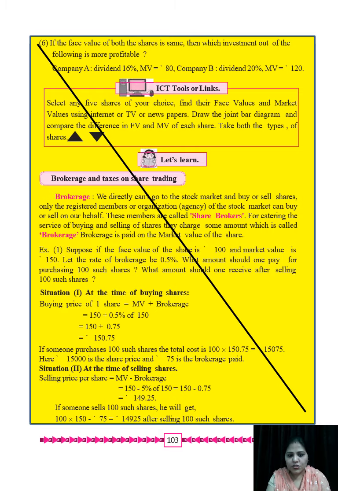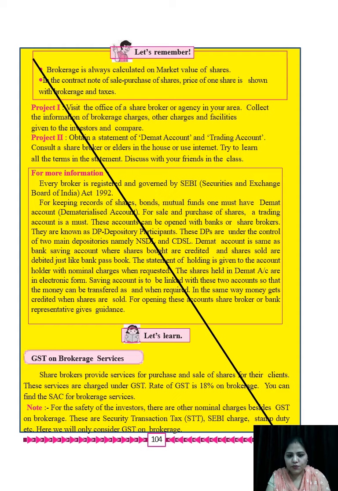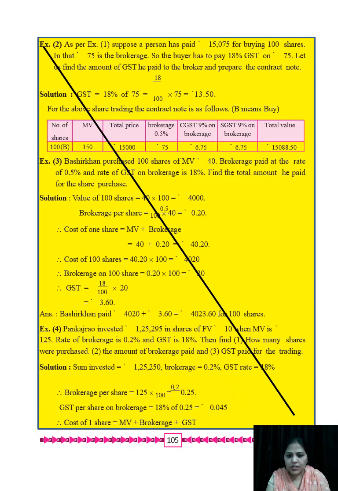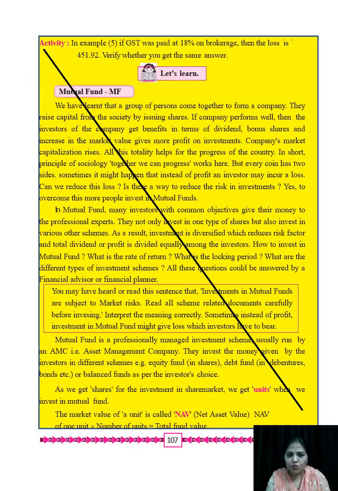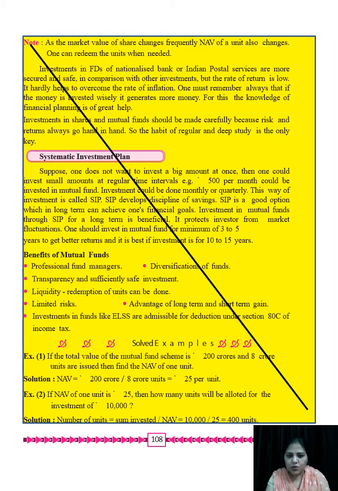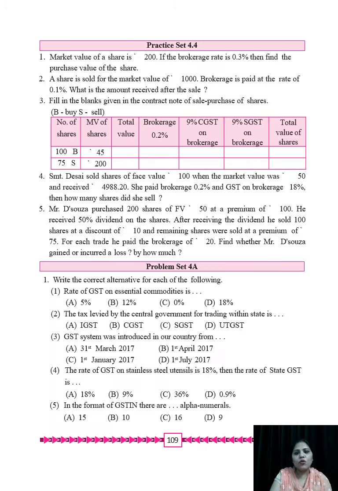See, brokerage, 103, 104, 105. Cancel. Go on cancel. 106, 107. Mutual fund. 108. सिस्टमैटिक इन्वेस्टमेंट प्लान. सिप भी नहीं है आपको अभी. 108. कैंसिल. So now this part 4.4, we don't know why this exercise has not been cancelled.